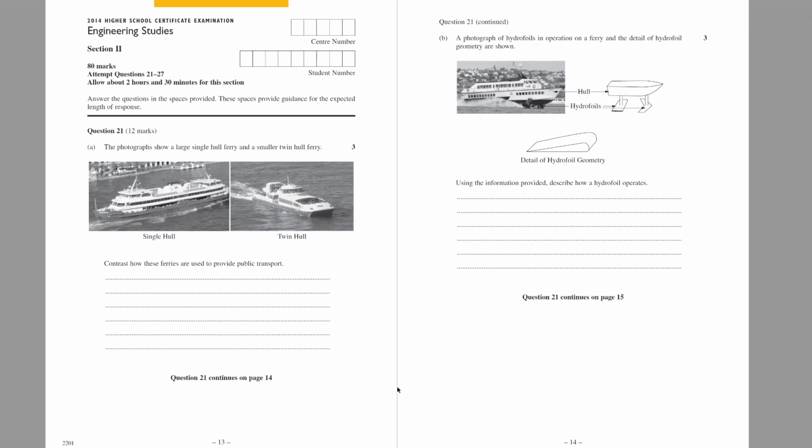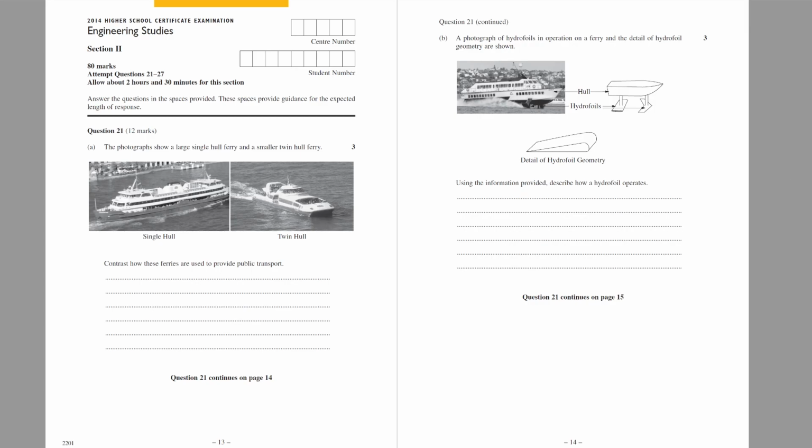Contrast how these ferries are used to provide public transport. Oh, the thing is, I look at these questions and I put my head in my hands like Picard. I'm like, what do you mean? But what you got to remind yourself is, it's question A. Nobody else understands what this question means either. You just got to write down something. So you got to look at them and think, okay, there's two ferries.